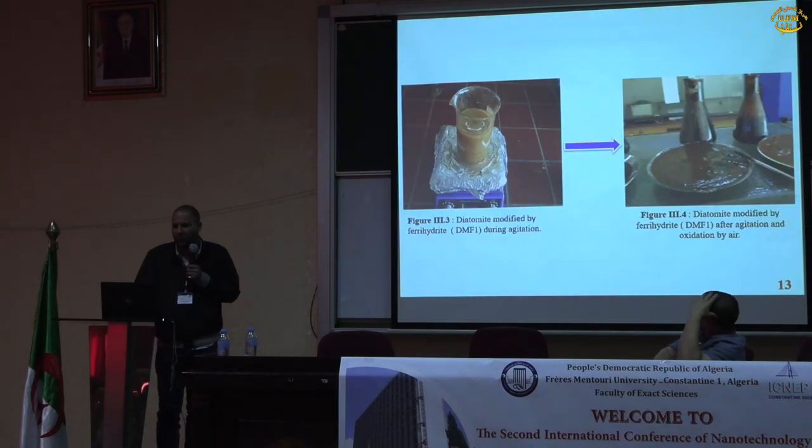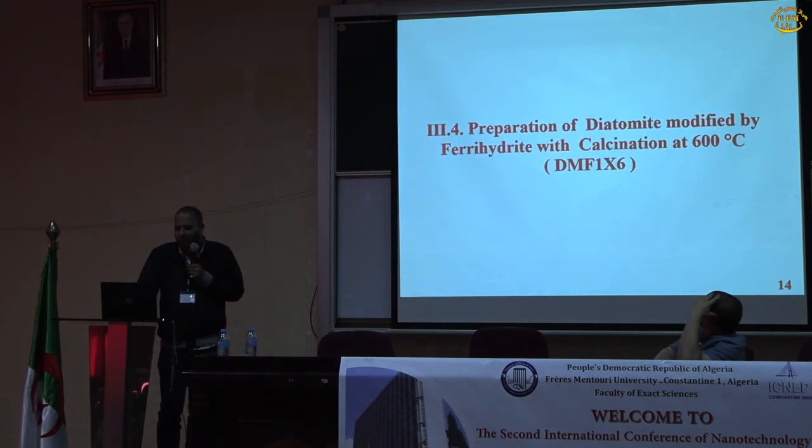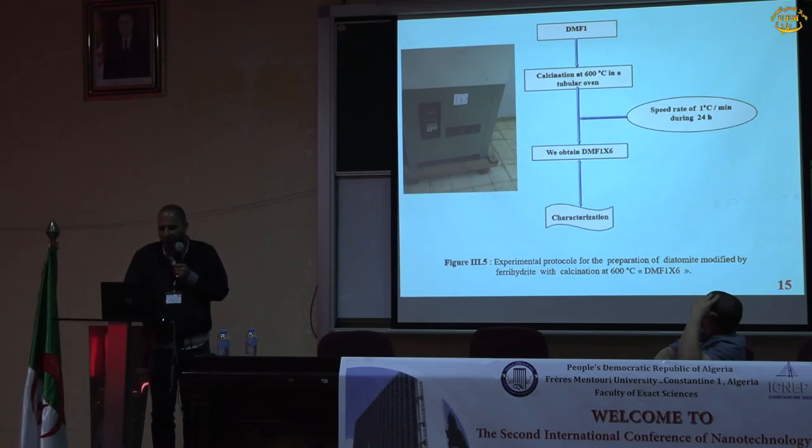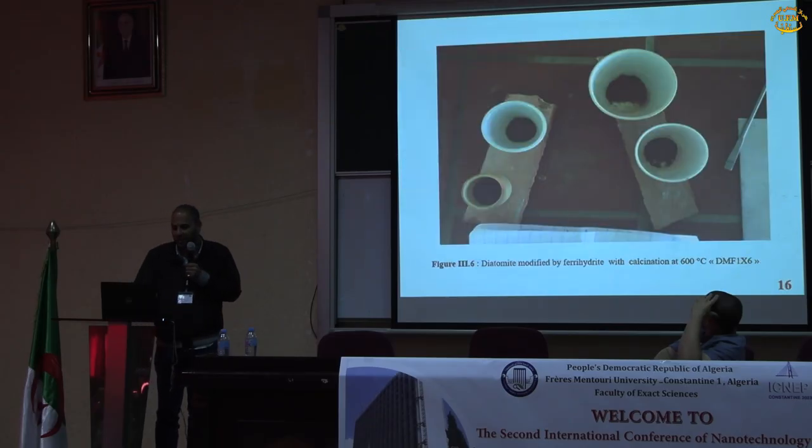This figure: preparation of diatomite modified by ferrihydrite with calcination at 600 degrees. We take diatomite modified by ferrihydrite, then calcination at 600 degrees in a tubular oven with a speed rate of 1 degree Celsius per minute during 24 hours to obtain diatomite modified by ferrihydrite with calcination. Characterization. This figure.